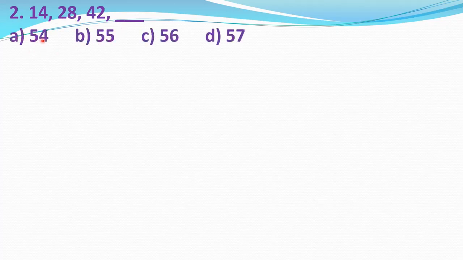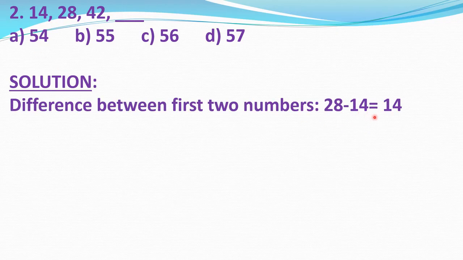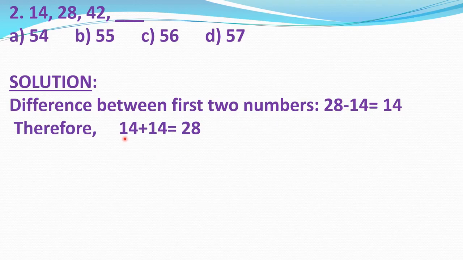Now in question number 2, 14, 28, 42 and dash. So here our options are A 54, B 55, C 56 and D 57. So again we have to find the difference between the first two numbers, and that is 28 minus 14 is equal to 14. So 14 plus 14 is equal to 28. And 28 plus 14 is equal to 42.